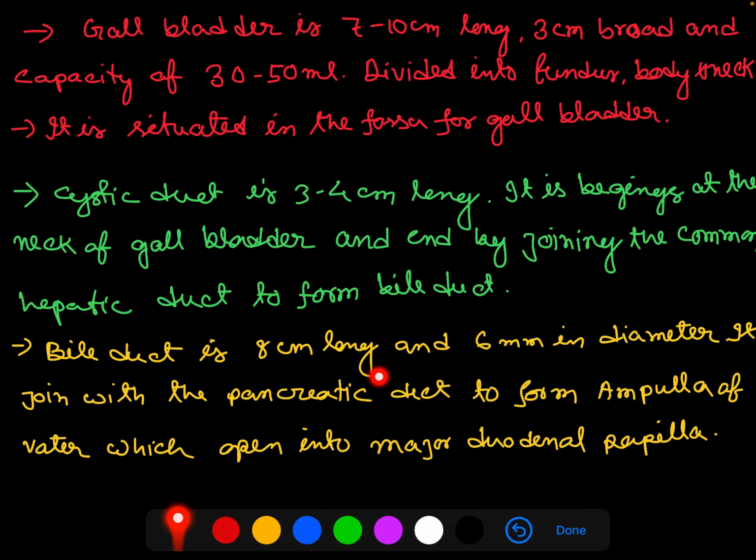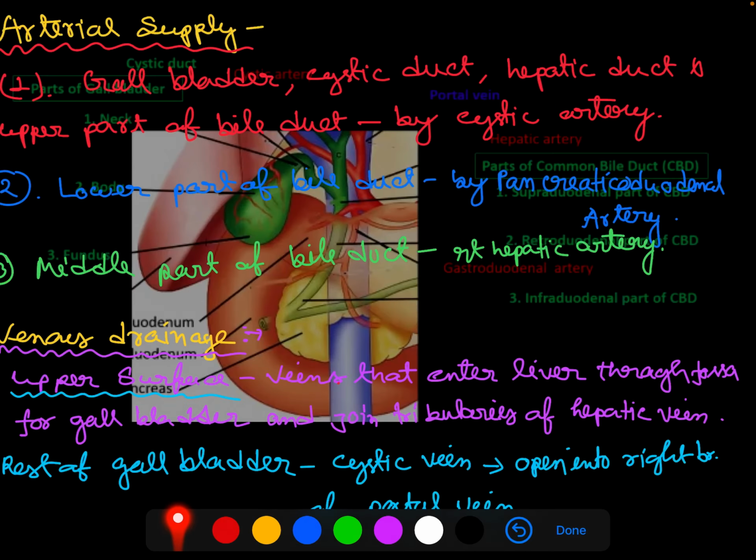The bile duct is 8 cm long and 6 mm in diameter. It joins with the pancreatic duct to form the ampulla of Vater, which opens into the major duodenal papilla. This is the bile duct, which is 8 cm long and 6 mm in diameter, which joins the pancreatic duct to form the ampulla of Vater, and it ends by opening into the second part of the duodenum.